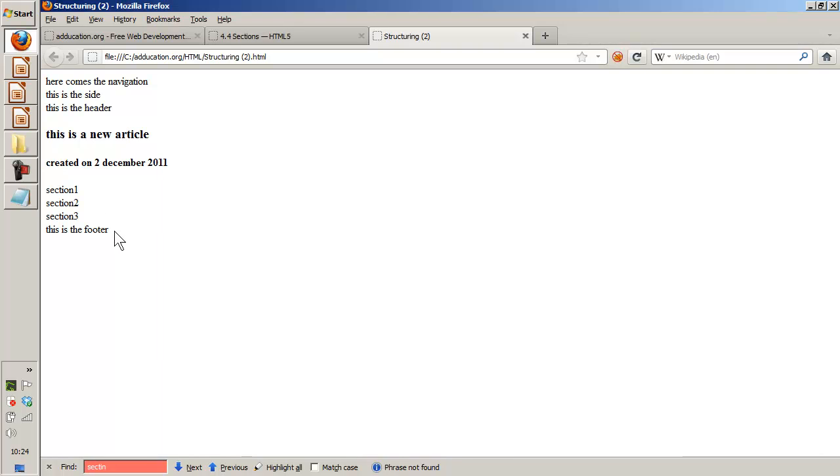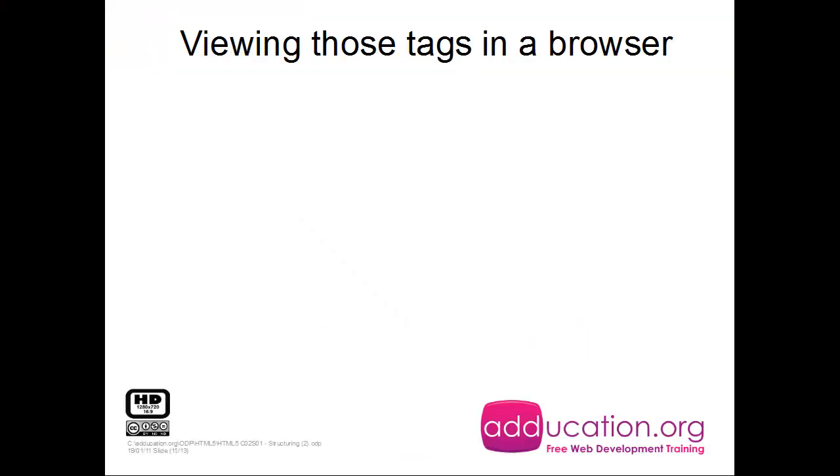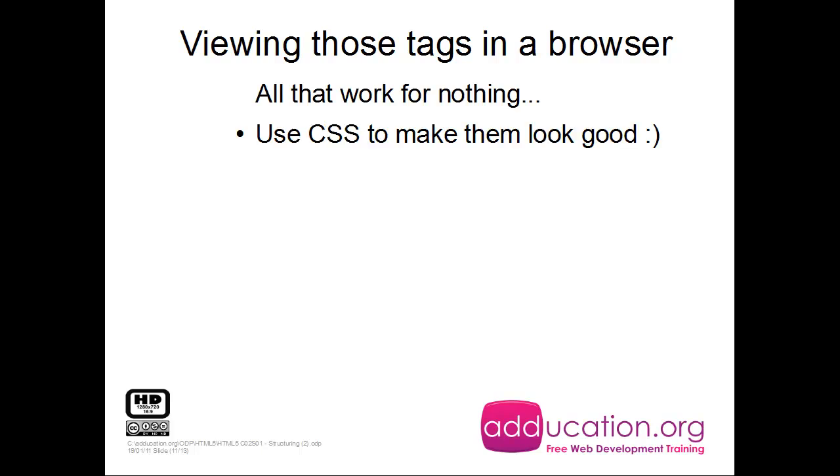If you want to make it look visually different, you have to use CSS. This is only describing what it is. So the aside is not on the side, you have to use CSS for that one. The footer, I can even put the footer on top, doesn't matter, you have to use CSS to make it visually look good. So we saw them all at work. It seems for nothing. You have to make CSS to make them good.